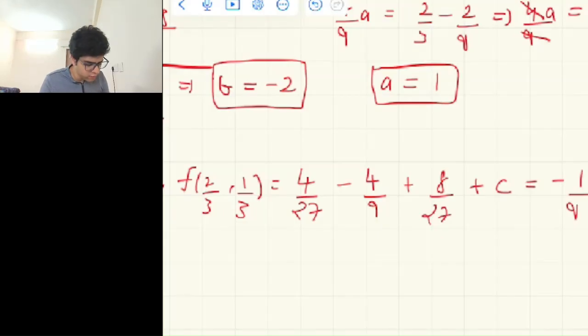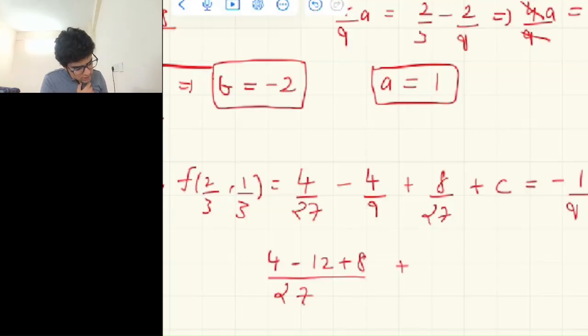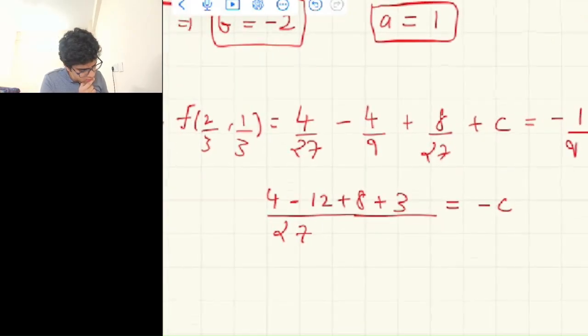So 4/27 minus 4/9 plus 8/27. I'll just take 27 common as the LCM. So this would be 4/27 minus 4 into 3 is 12, minus 12 plus 8 by 27 would give me 8 only. Plus c. So wait a minute. Plus 1/9. I'll just take 1/9 to the other side, the LHS, and this would become plus 3 and minus c, right?